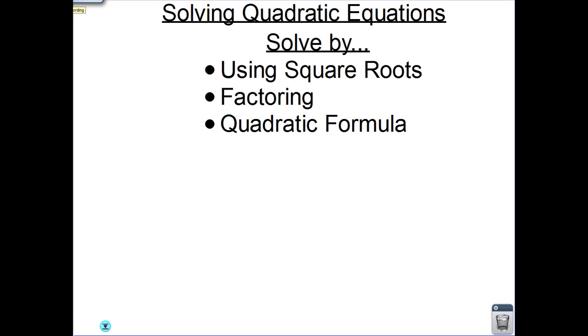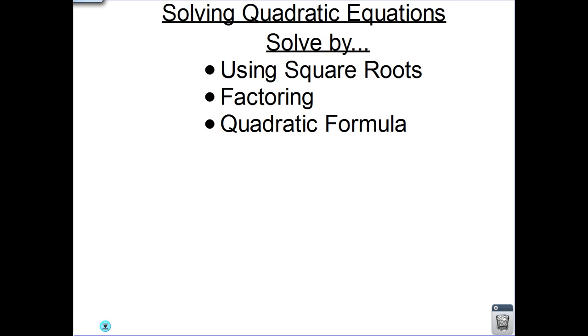There are three ways that we're going to talk about solving quadratic equations. There are other ways, but these are the three best ones. The first way to solve a quadratic equation is by using square roots. The second way is factoring, and then finally you've got what's called the quadratic formula.